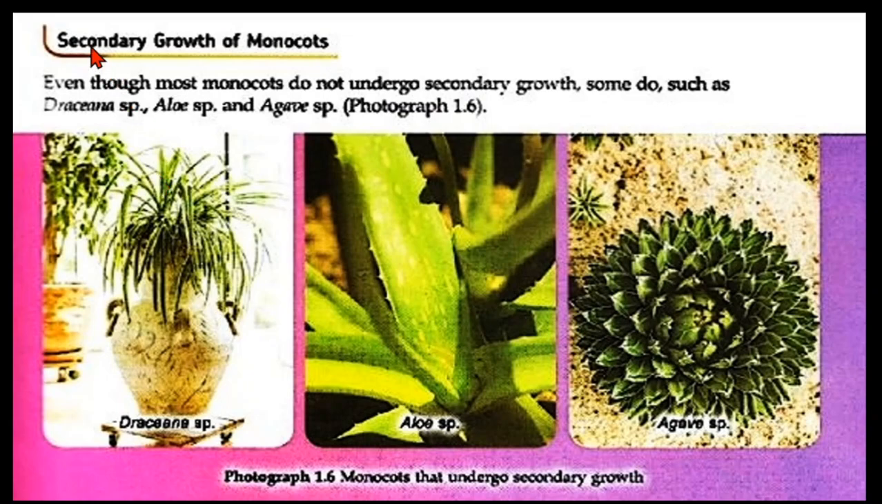Okay. Secondary growth of monocots. Okay, ini monocotyledon lah. Even though most monocots do not undergo secondary growth, some do, such as Dracaena species, Aloe vera species, and Agave species.